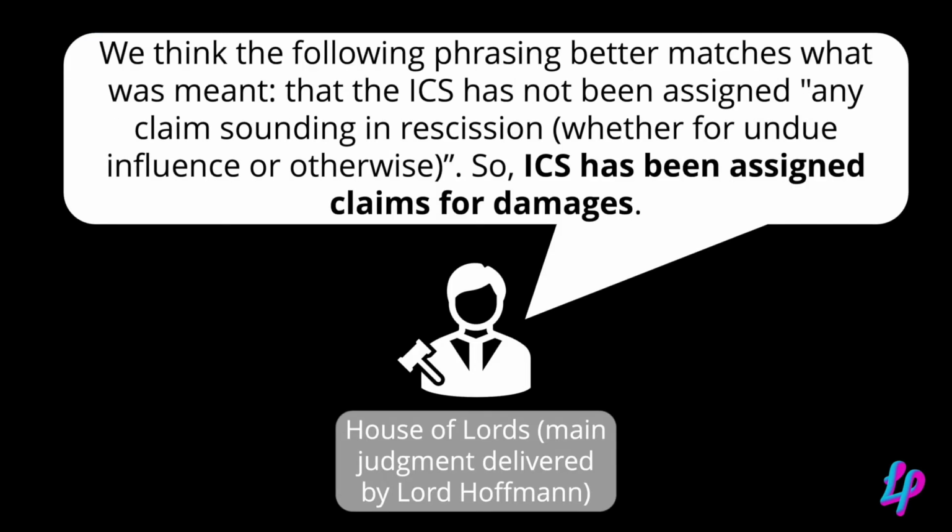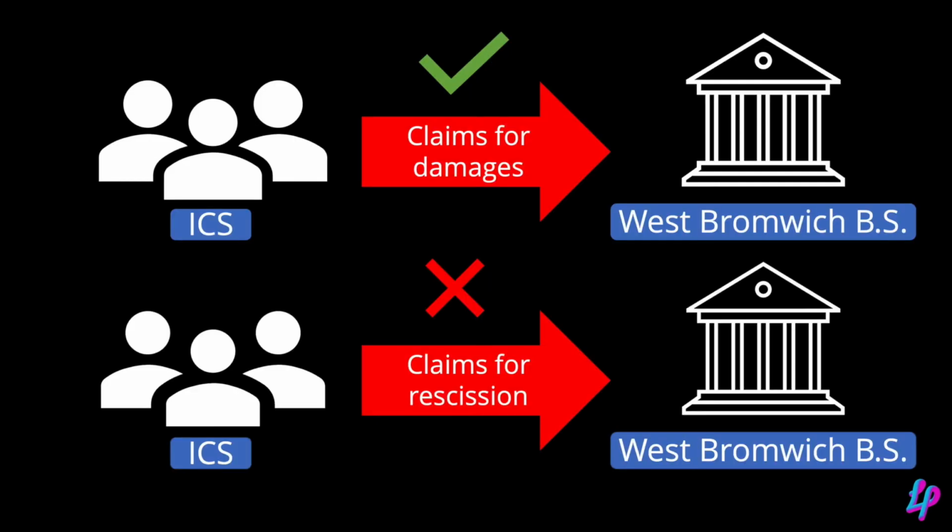The House of Lords gave an alternative way of wording this clause, which it thought best matched what the parties actually meant when they drafted the contract: that the ICS had not been assigned any claim sounding in rescission, open brackets, whether for undue influence or otherwise. This meant that claims for damages had been assigned, so the ICS could bring these claims against West Bromwich Building Society. It was only claims for rescission that had been excluded.